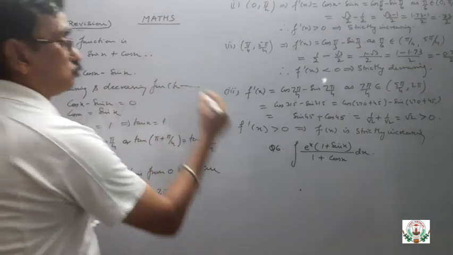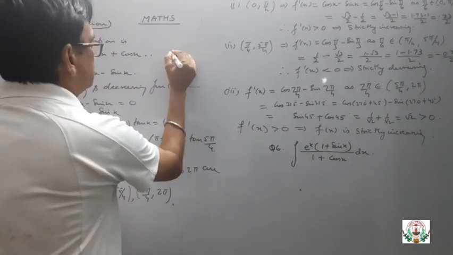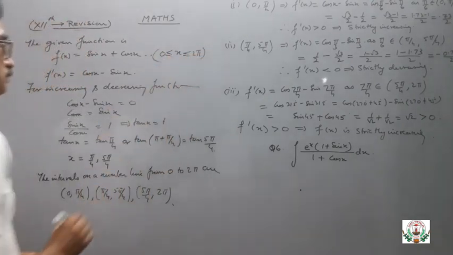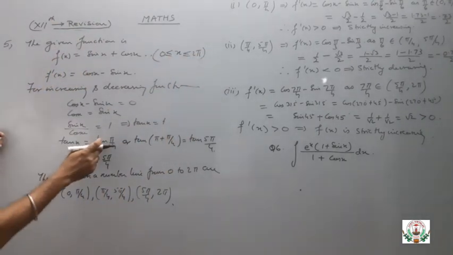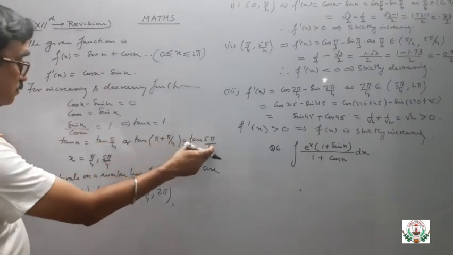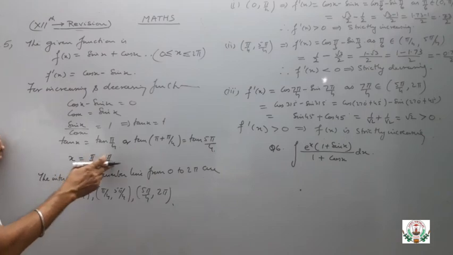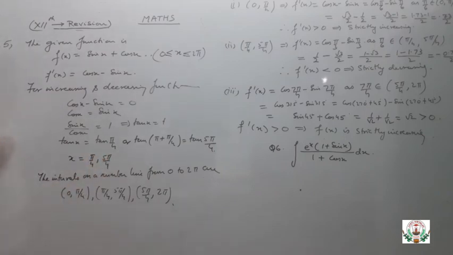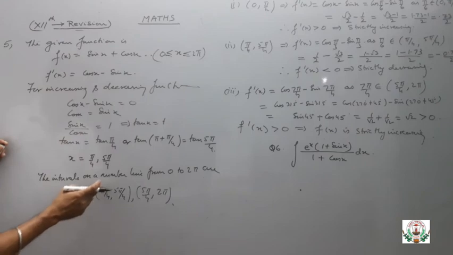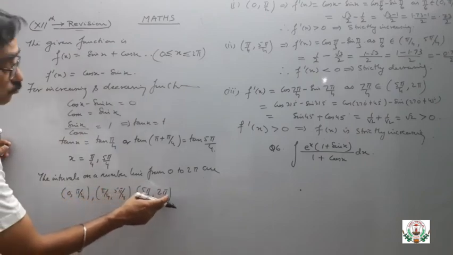Interval is given in the question as x is greater than or equal to 0 but less than or equal to 2π. This was the interval. So tan π/4, and tan is positive in the third quadrant, so π + π/4. So π/4 and 5π/4 divide our number line into 3 disjoint intervals: 0 to π/4, π/4 to 5π/4, 5π/4 to 2π.